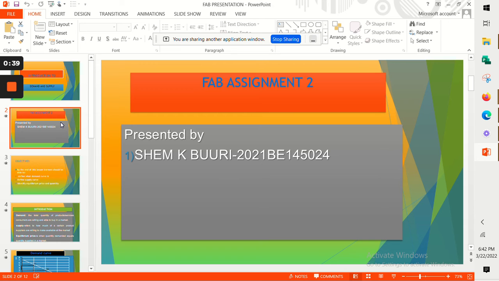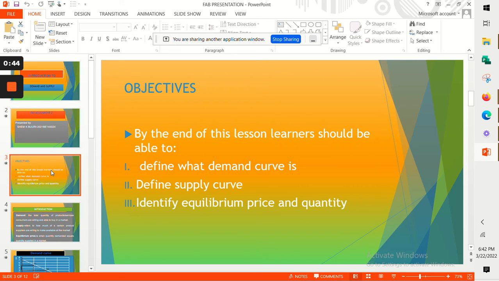So my name is Shem, and now we can look at the objective of our lesson today. By the end of the lesson, learners, we should be able to define what a demand curve is, to define what a supply curve is, and number 3, to identify equilibrium price and quantity. So those are the 3 objectives that we are going to meet today. We define what demand is, what supply is, and we familiarize ourselves with the equilibrium price and quantity.